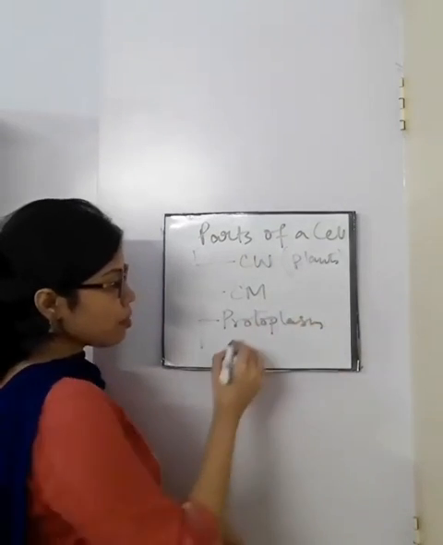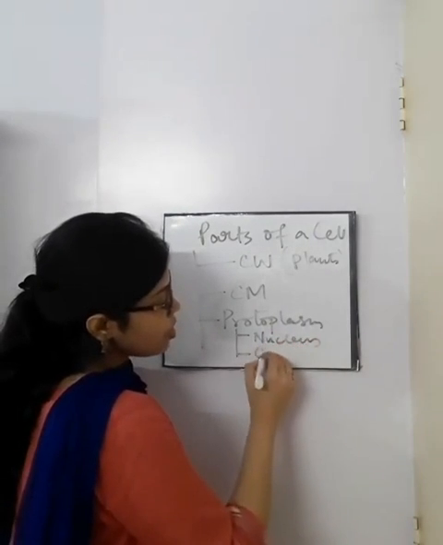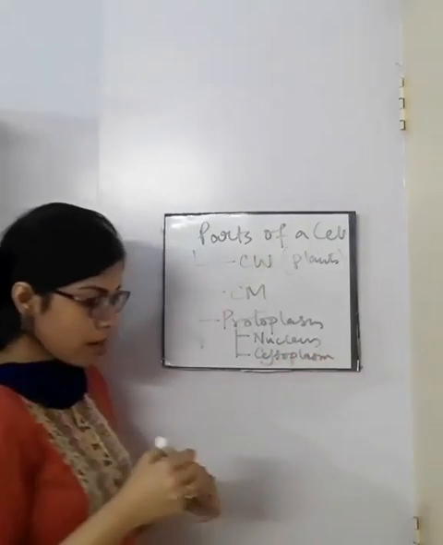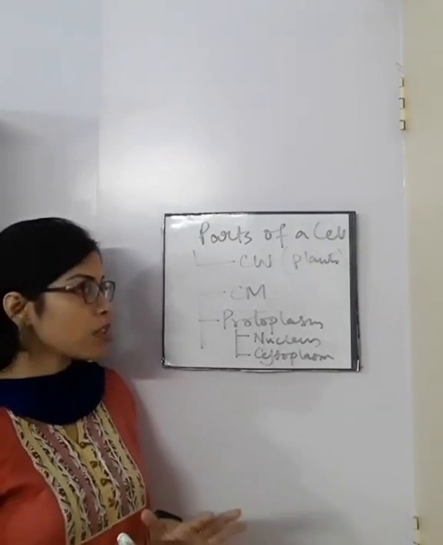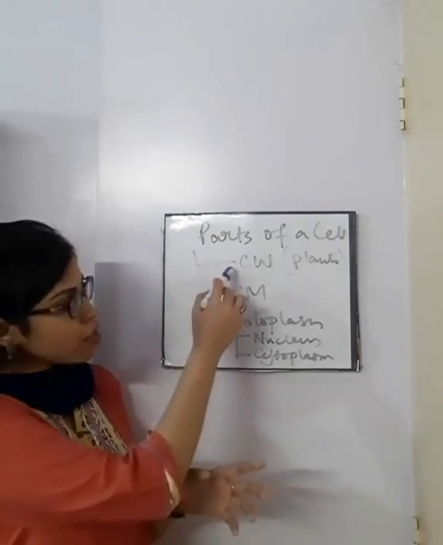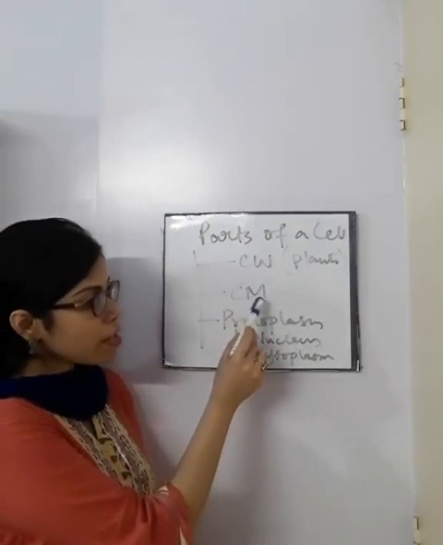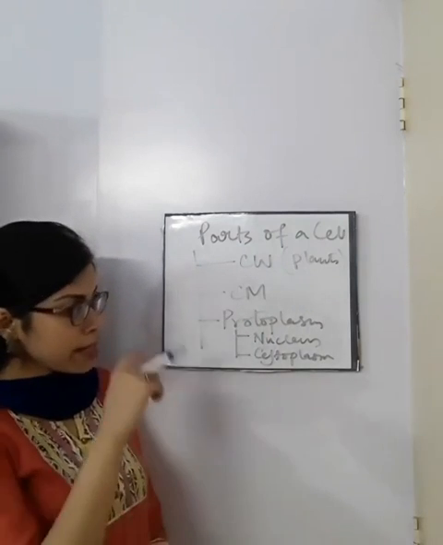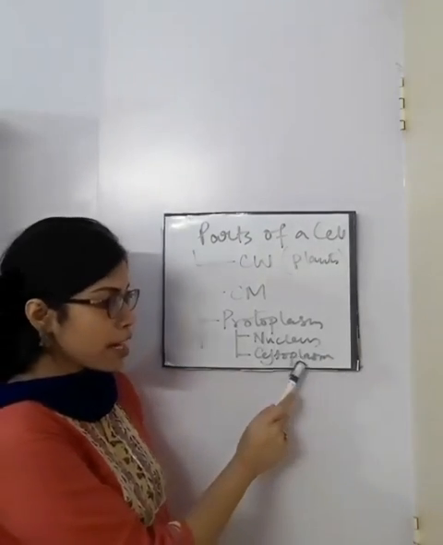Now, what is protoplasm? Protoplasm again consists of nucleus and cytoplasm. If you remember the chapter Cell from class 9, there we have discussed protoplasm. Protoplasm is the living part of the cell. The cell wall is only present in case of plants, and the cell membrane is present in both plants and animals. These two parts are the non-living parts of a cell, and the protoplasm is the living part of a cell and consists of nucleus and cytoplasm.